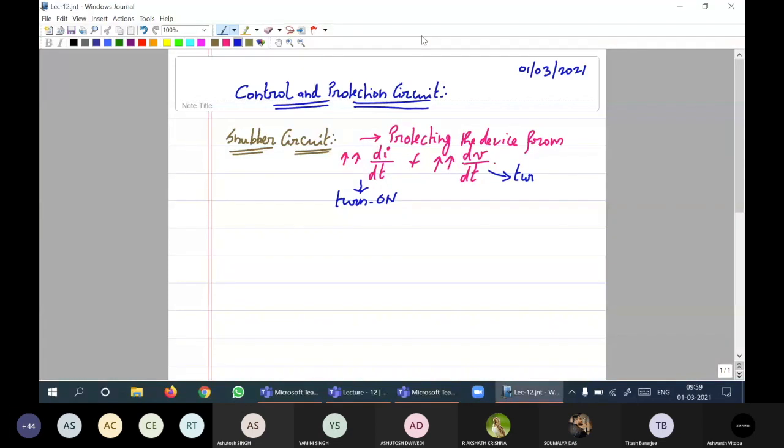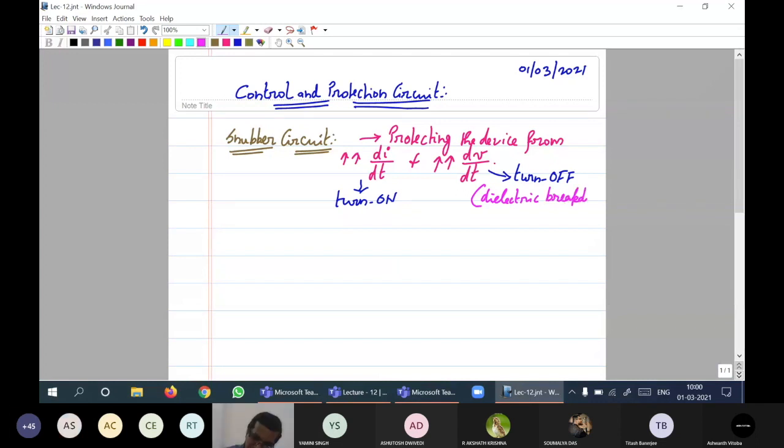Okay, so di by dt and dv by dt occur during turn on and turn off respectively. Now we need to protect the power device from excess di by dt, which is going to cause a hotspot, and excess dv by dt, which is going to cause dielectric breakdown. Remember, all are semiconductor devices, so they have a particular voltage blocking capability. So excess dv by dt will cause dielectric breakdown. As a result, the device may fail.